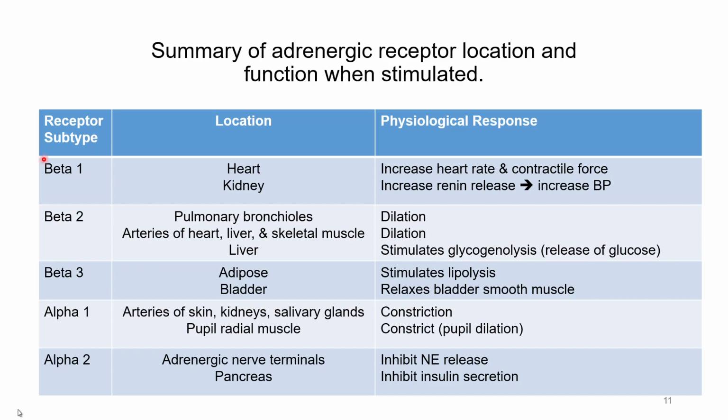So how do you read this table? If you look at the receptor subtype here for beta 1 receptors, where they're primarily expressed on the heart and kidney, and their physiological response when they are activated. So if you have a beta 1 agonist, for example, activating them, you're going to see an increase in heart rate and contractile force in the heart. For the kidney, an increase in renin release, and that is going to increase blood pressure. So that's how you read this table.